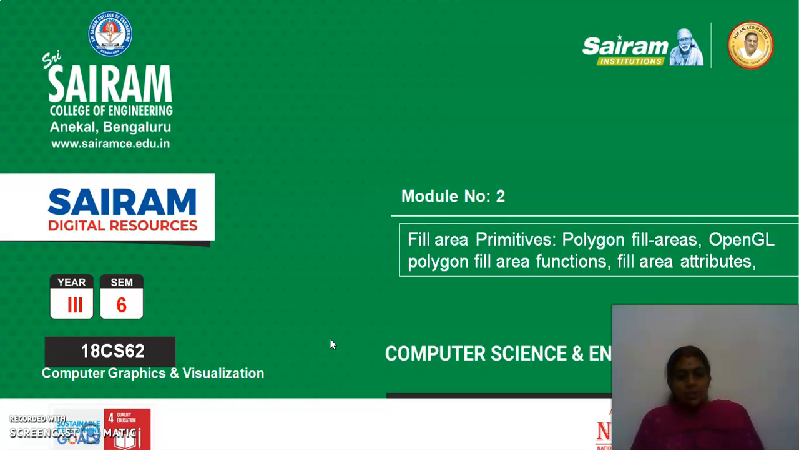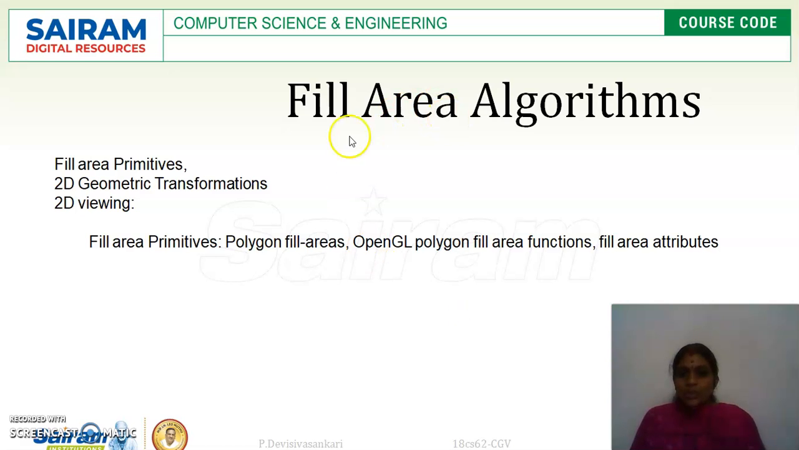The very first concept is fill area primitives. In module 2, we are going to see only three main topics. The very first one, as I already said, is the fill area algorithms: what are the different algorithms used in the fill area primitives. The second one is 2D geometric transformations: what are the different transformations available for two-dimensional geometric objects. And the last topic is the two-dimensional viewing part.